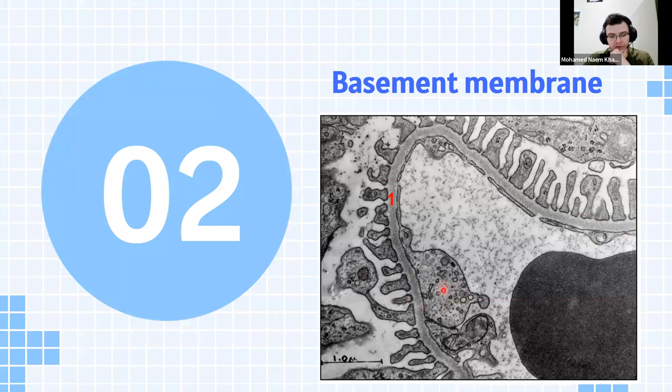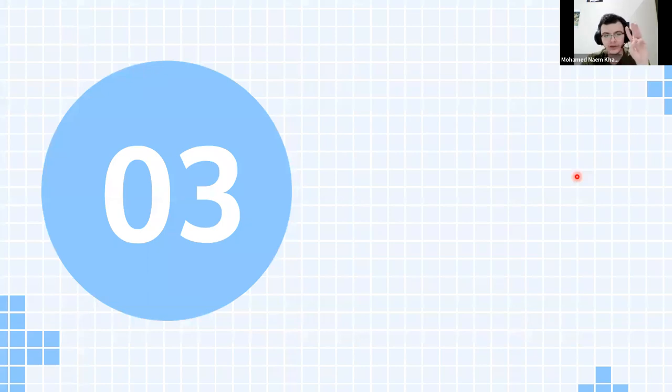So you know the structures: endothelium cells, basement membrane, RBC, lumen. Everything else you don't need to know, you're going to study it in renal. Okay. Third, till now we talked about the endothelium and the basement membrane. Now the third thing that regulates the permeability is the glycocalyx.